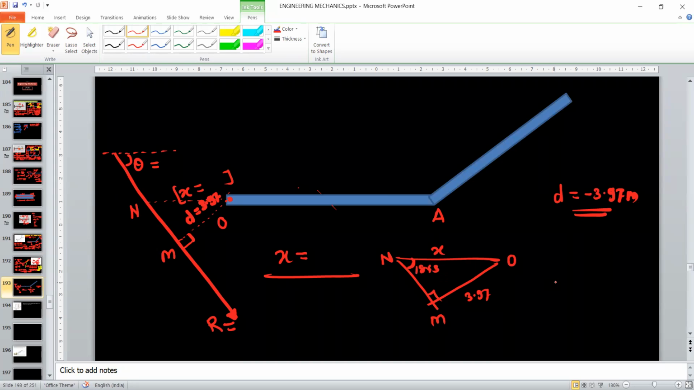So use sine theta. So sine theta is equal to opposite, which is OM, upon the hypotenuse, which is ON. So OM is 3.97, ON is x, and the angle is 18.43. Okay. So get the value of x, which is 3.97 upon sine 18.43. So it is 12.55.